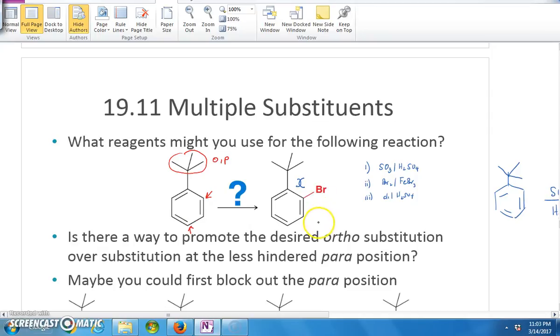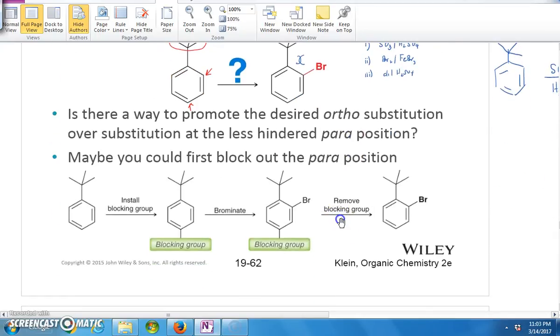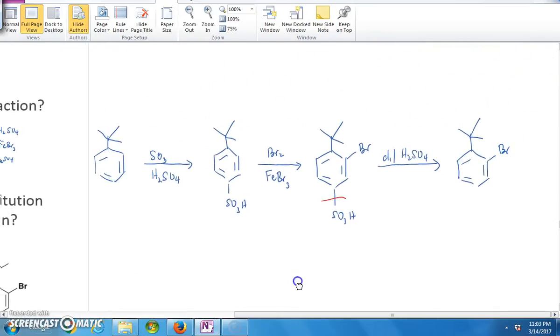But you see in this product, the para position is blocked. So the first thing you want to do in this kind of system is to block the para position. So introduce a blocking group at the para position, and then you brominate, and after that you can remove the blocking group. So basically what you can do is to first introduce the block.